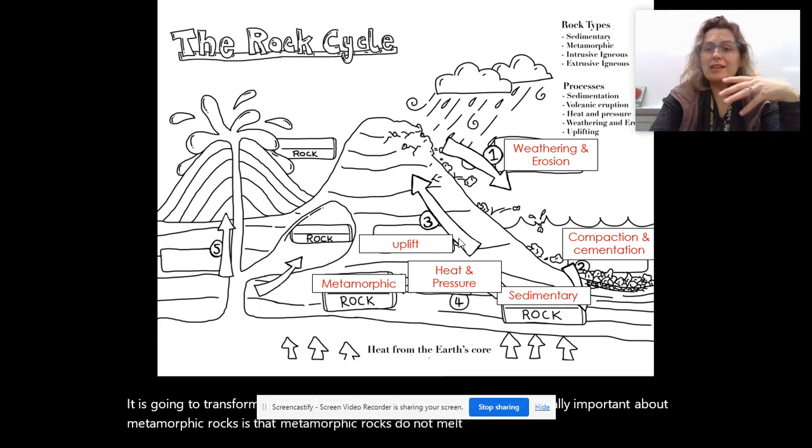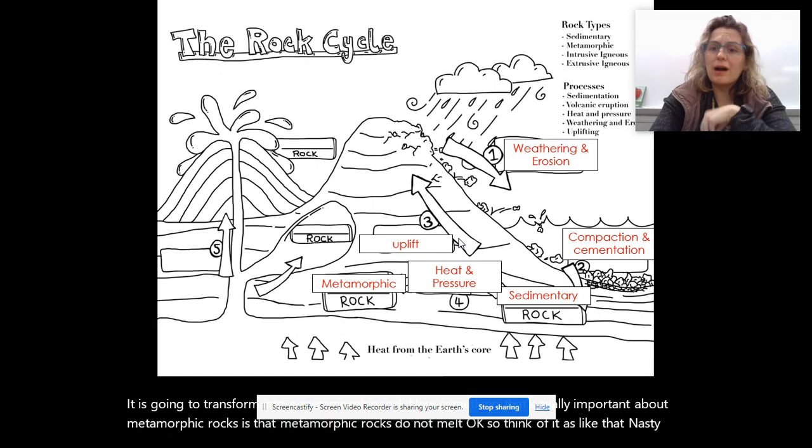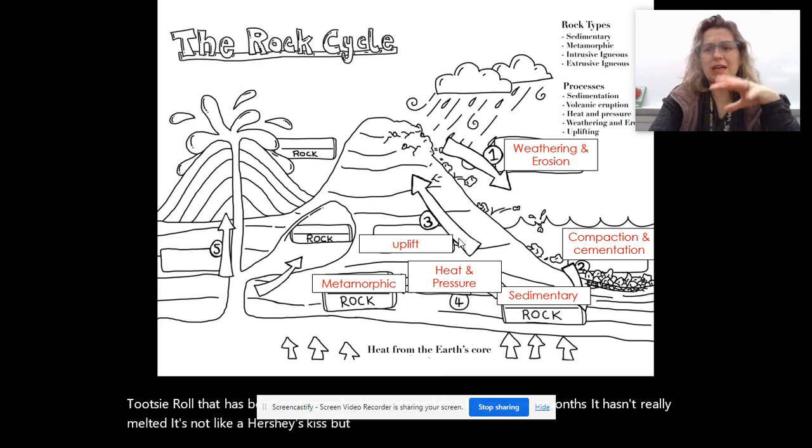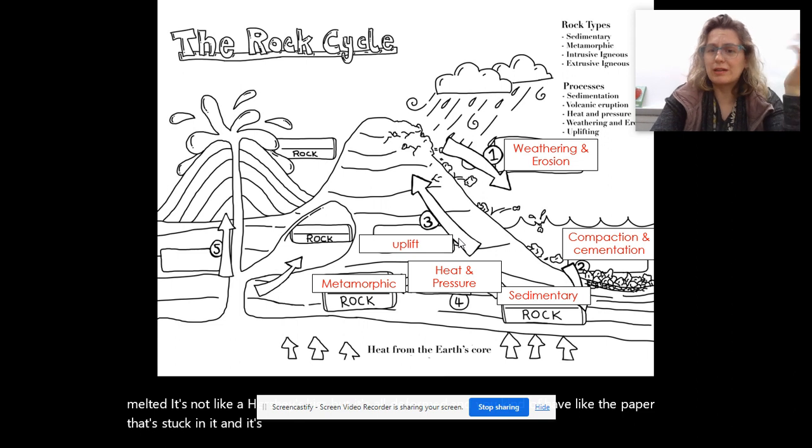Okay, so think of it as like that nasty Tootsie Roll that has been in your pocket for the last 7 months. It hasn't really melted. It's not like a Hershey's Kiss, but it's all deformed, and you kind of have like the paper that's stuck in it. It's really gross, but I'm going to be honest, I probably would still eat it. It's fine.